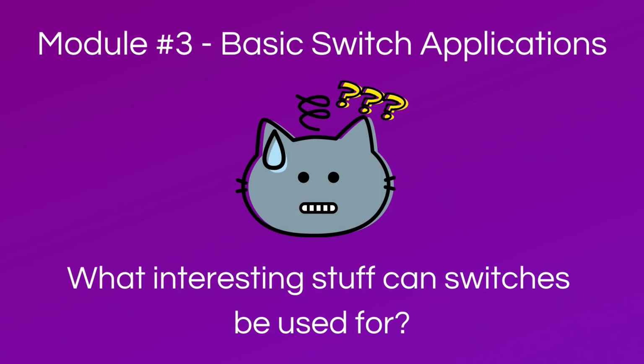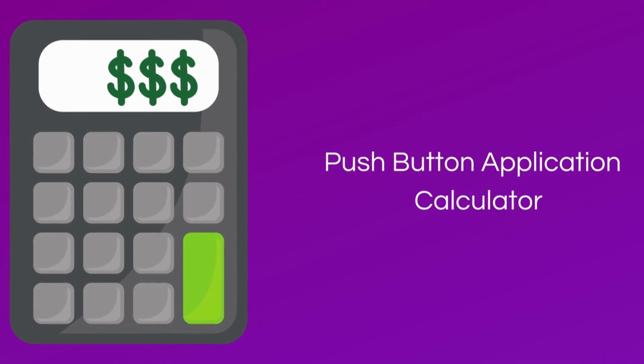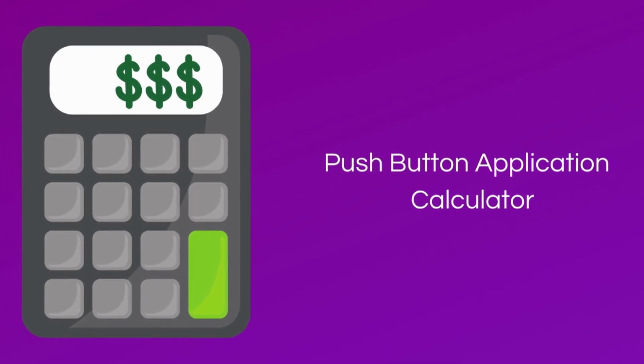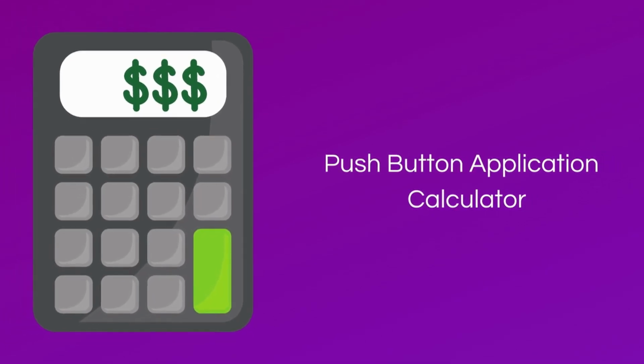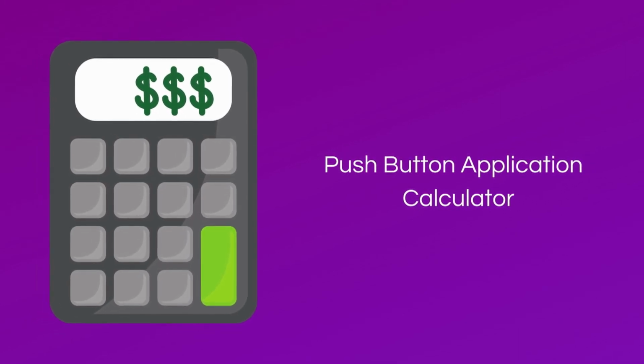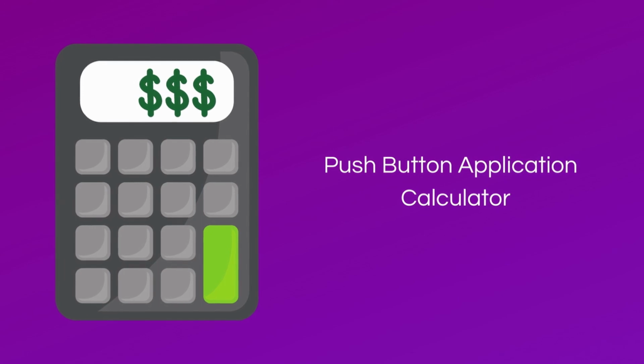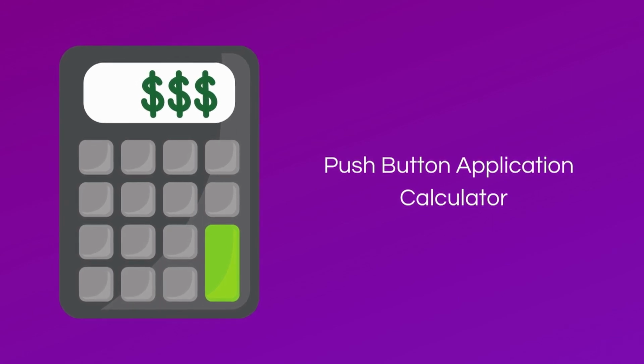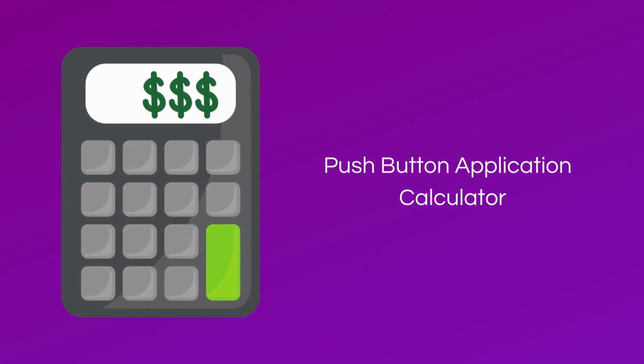The next topic we will talk about answers the following question. What interesting applications can switches be used for? For starters, a push button is pressed on a calculator, causing a circuit that is normally open to close. This closed circuit then enacts a function or number pressed. For example, the calculator enacts a circuit that enables a 3 when the 3 button is pressed.